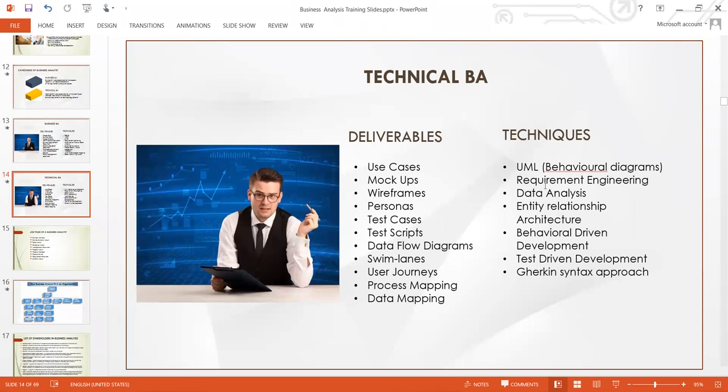Then these are the techniques. UML, that is a behavioral diagram. This technique is also the Unified Modeling Language. Wireframing, process mapping, all of them come under modeling languages. We call it a modeling language. It's a language, that's it. Requirement engineering is a technique. When you are talking about gathering requirements, eliciting requirements, and analyzing requirements, we call it requirement engineering.